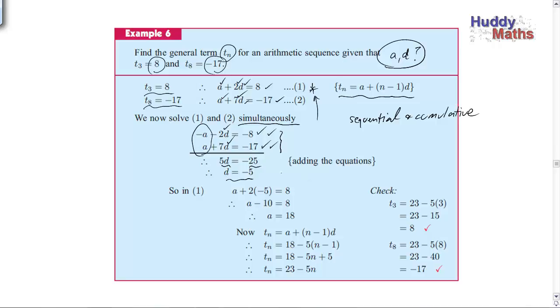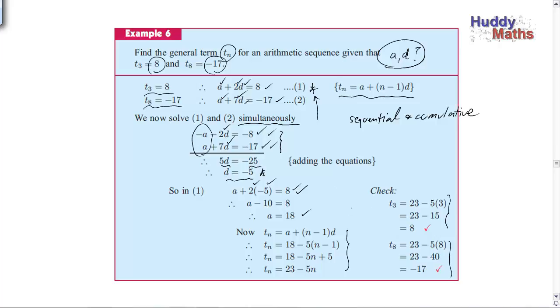So then you can substitute that back in either of the first equations. If we substitute in equation 1, it's a plus 2 by neg 5 equals 8, and therefore a is 18. And then you should check it in the other equations, but here we're going to write the general form. So you should check it back in T8 particularly. Here it is here, and make sure it works.